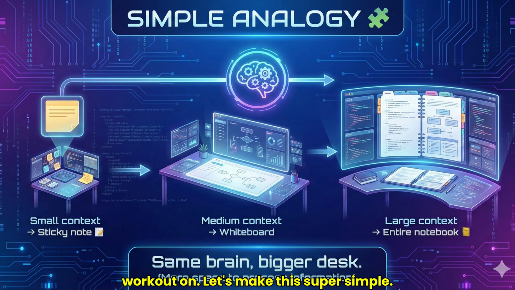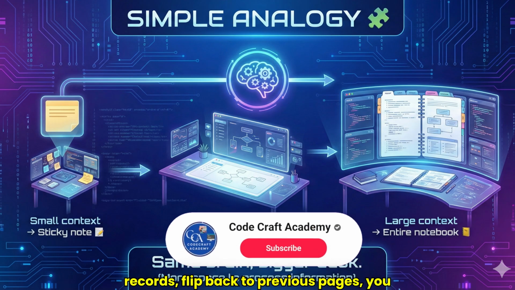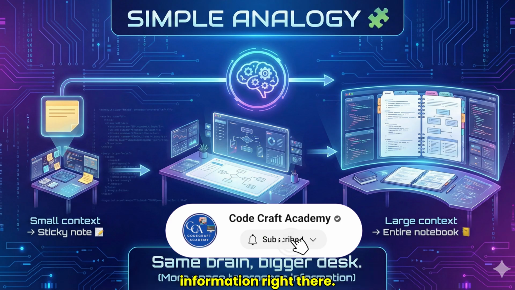Let's make this super simple. A small context window? That's like working with a single sticky note. You can only fit a few thoughts on there. A medium context? That's an upgrade to a whiteboard. Okay, now we're talking. You can map out ideas, connect the dots. But a large context? That's like having an entire notebook. You can keep detailed records, flip back to previous pages. You can manage a whole project's worth of information right there.